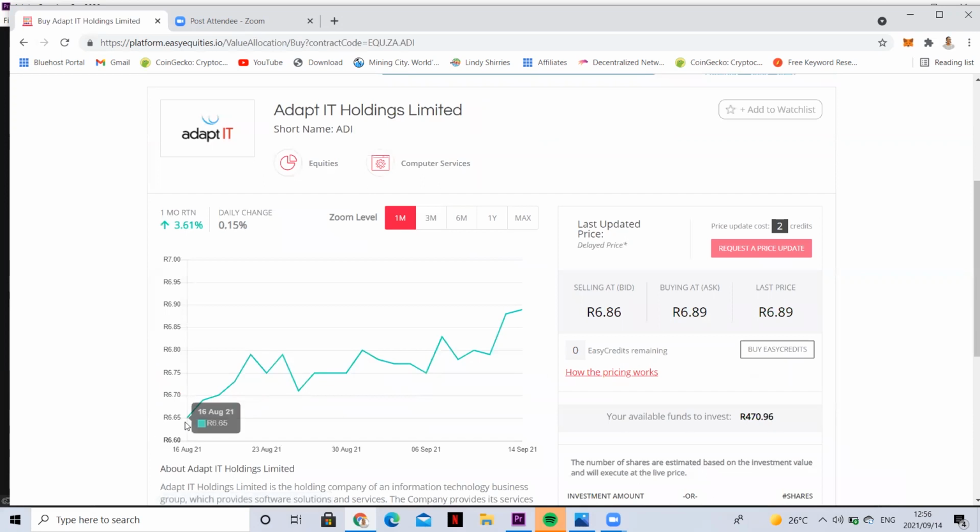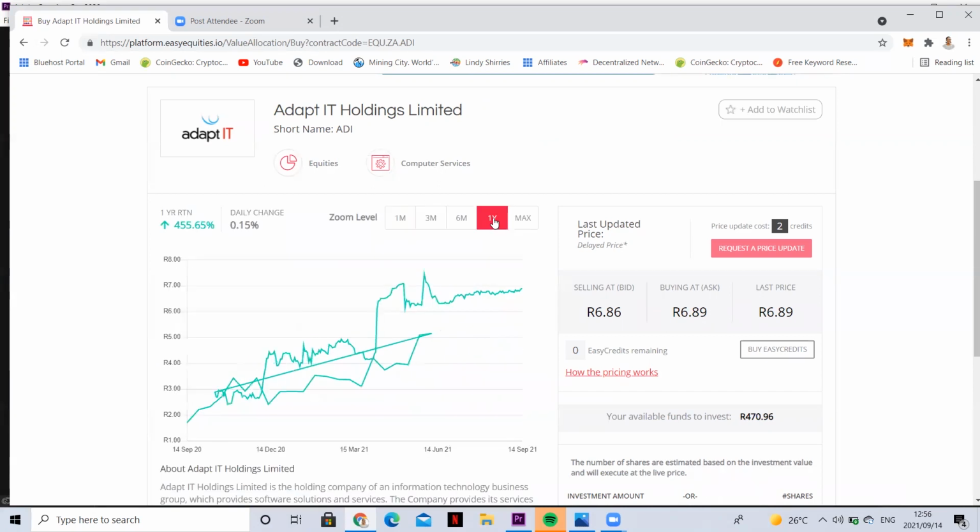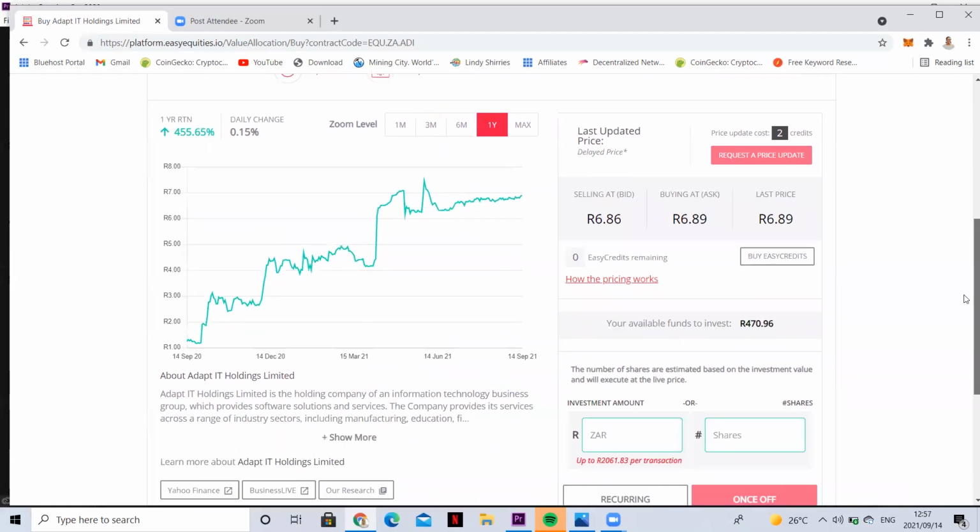Already this month it is growing. It was around 6 Rand, and now it is around 6 Rand 89 today. When you see a year projection, and I usually use a year, you can see at some point these shares were 1 Rand, and now the shares are actually 6 Rand 89. So I think I'll buy 5 on this one.